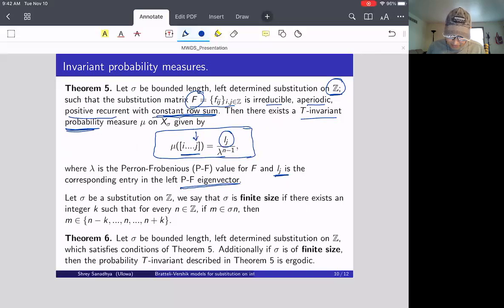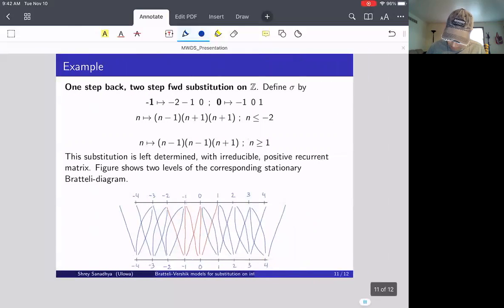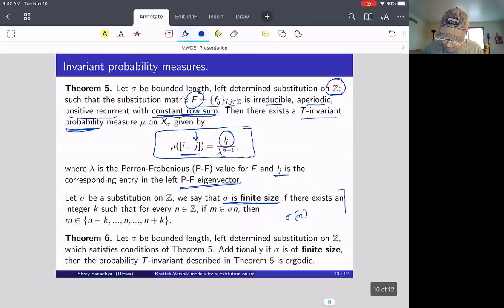Furthermore, I'm saying if my sigma is of finite size, and what do I mean by finite size? Finite size means that if I apply sigma to a letter n, then it does not go off. For example, in this example, when I'm applying sigma to 0, then I'm getting -1, 0, and 1. I'm not getting like -1 million. So it's not going off to infinity. It's not just blowing up. And that's what I call my sigma to be finite size.